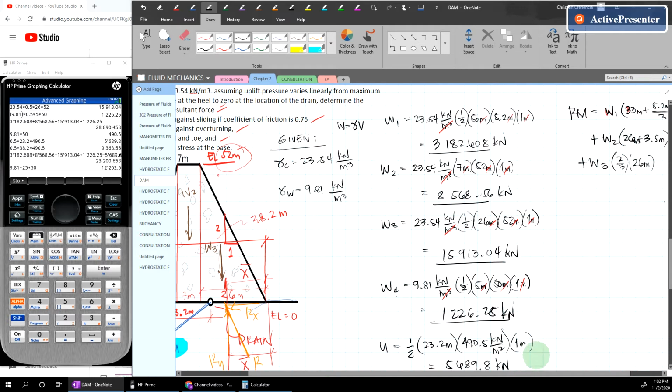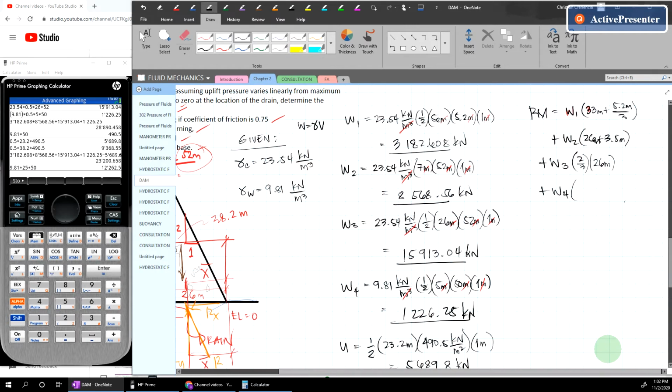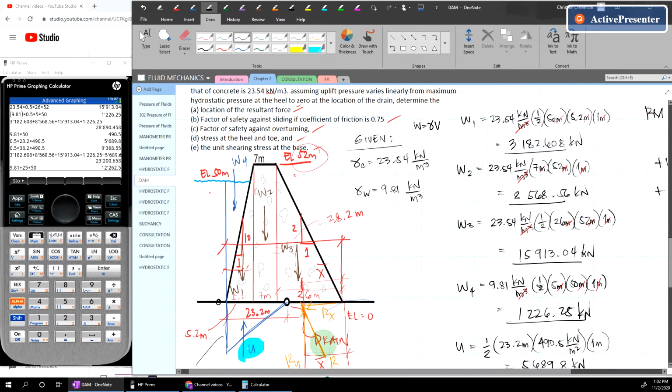Okay? Then, yung weight 4. Anong moment arm ng weight 4? So, gamitin ko yung total length na 38.2. Then, ima-minus ko ngayon yung, diba, this is 1/3. Ito. Itong portion na is 1/3 ng 5.2. No, that is 5 lang, sorry.